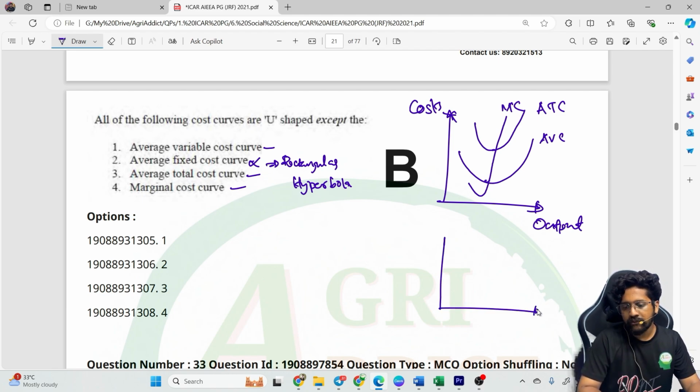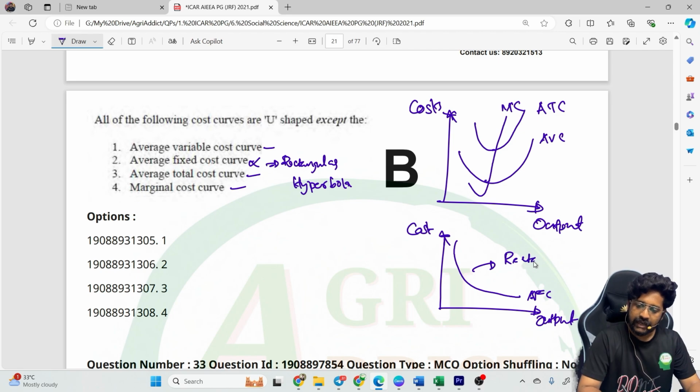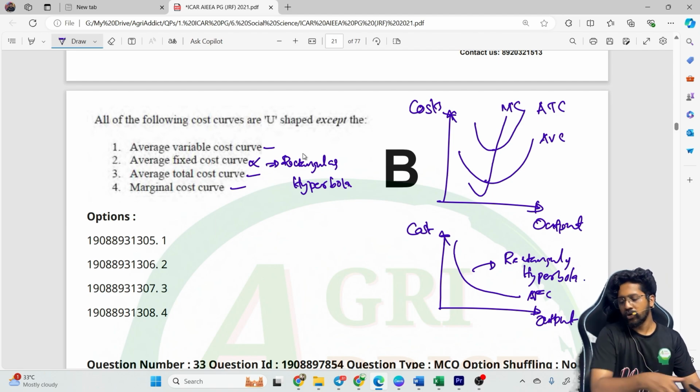And what about the average fixed cost curve? We can draw it in another graph, cost against output. So the average fixed cost will be continuously declining. So it is the average fixed cost curve and the shape will be a rectangular hyperbola. I hope you got the concept.